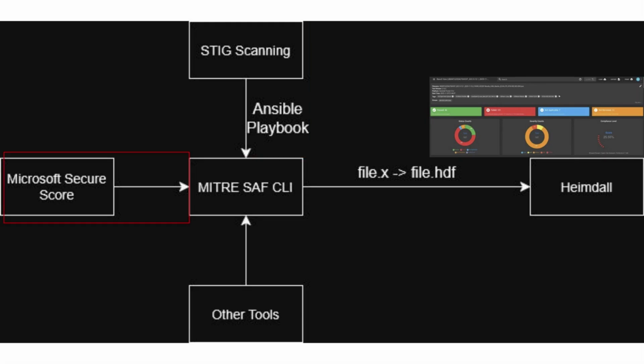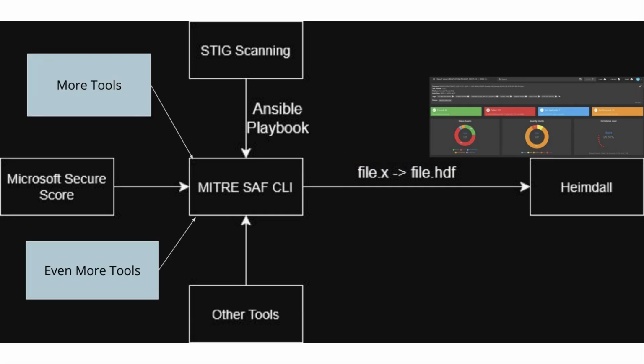One of the other tools not mentioned explicitly, but has been implemented with our system, is Microsoft Secure Score, a vulnerability quantification tool specifically designed for Windows. All this information is converted into the Heimdall data format and presented in our visualizer. Other tools can be included and removed incredibly easily. MITRE SAF CLI supports multiple other tools that could be useful for one specific architecture and can be implemented into the tool as a whole. The modular design is important for ensuring usefulness on a wide variety of architectures.